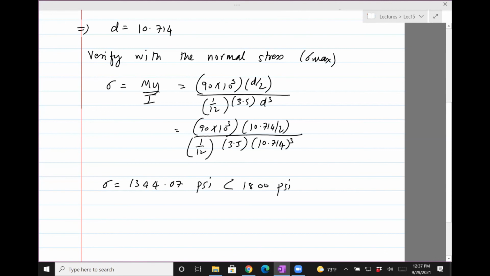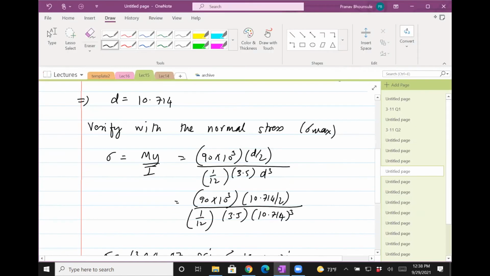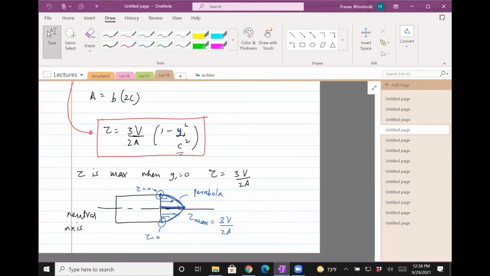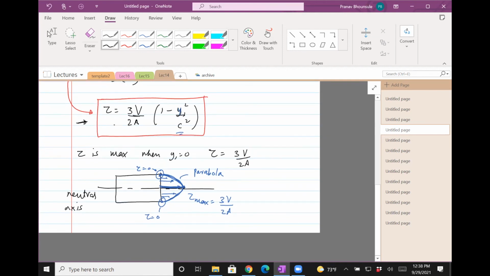It is a question. Where does 3 by 2 V divided by A come from? Okay, good question. So this is from our notes. From our notes, the formula for shear stress is tau equals 3V divided by 2A and all those things. But we notice that the maximum shear stress occurs when y1 is equal to 0. And so we're left with 3V divided by 2A. So that's where the maximum shear stress comes from, which we're now using in here.